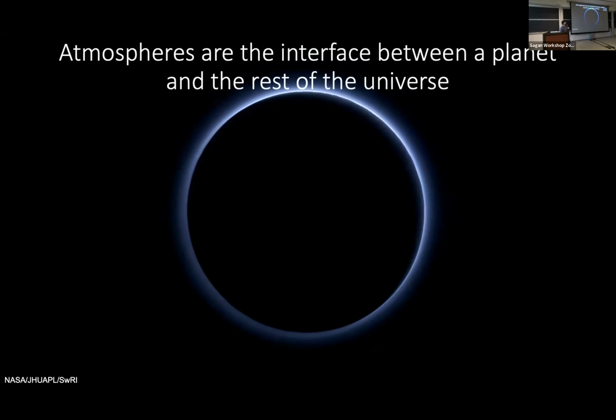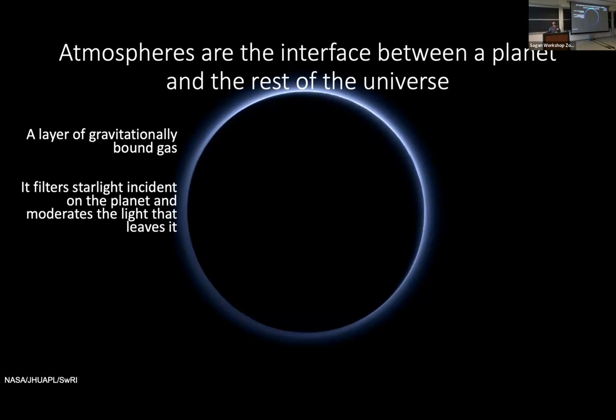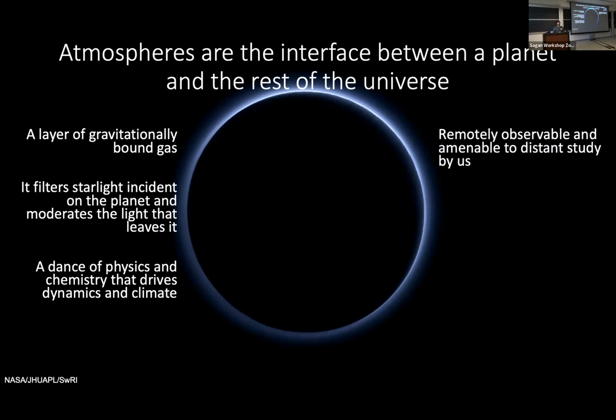At its most fundamental level, and in the most abstract way to say it, atmospheres are the interface between a planet and the rest of the universe. Simply put, they are a layer of bound gas that filters starlight incident upon the planet and moderates the light that leaves it. They constantly undergo a dance of physics and chemistry that drive dynamics and climate. They are remotely observable through spectroscopy, and allow us to study them remotely.